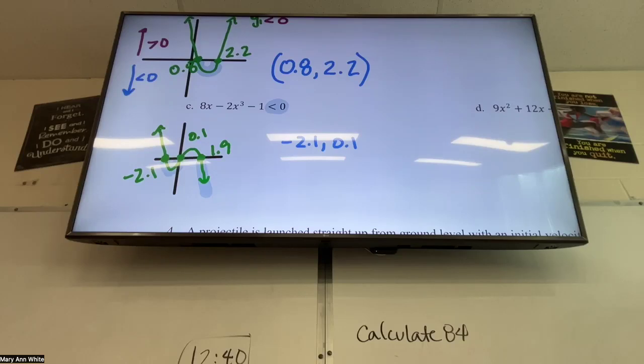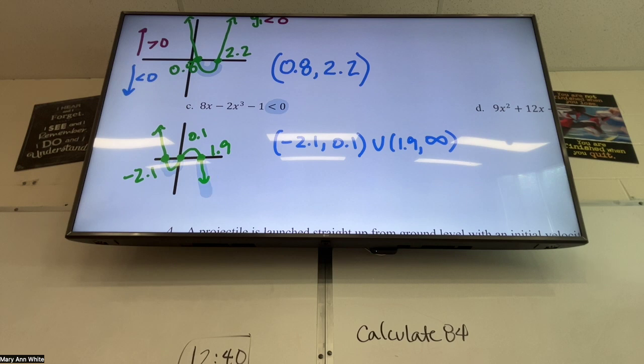Parentheses or brackets? Parentheses, very good. That one was pretty easy. I'm just going from 1 0 to another 0. Then I'm going to go 1.9 until what? Positive infinity. Anyone know why it's positive infinity? Because it looks like it's going down forever. It looks like it's going to negative infinity.